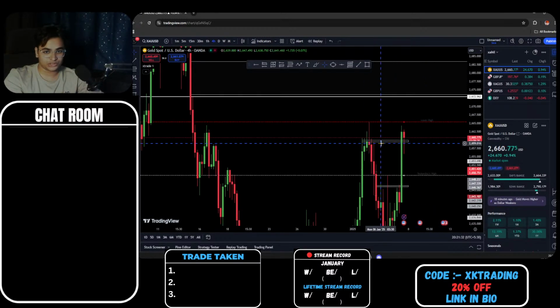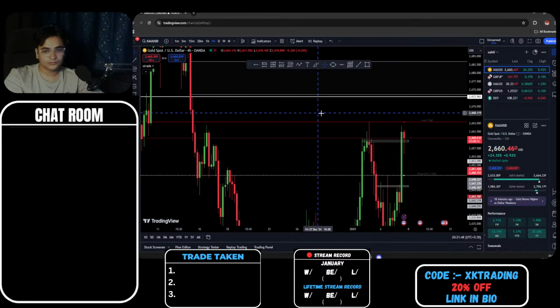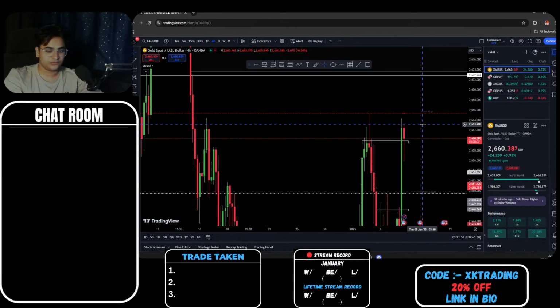The 4 hour closure is below the structure. That means this is a break of structure. If the current 4 hour candle does flip bullish, then we can see a nice bullish momentum till 2670 or so. That is still possible. So if we look for buys when this 4 hour candle flips bullish, then we can still target around 2660 or so. That will be enough.